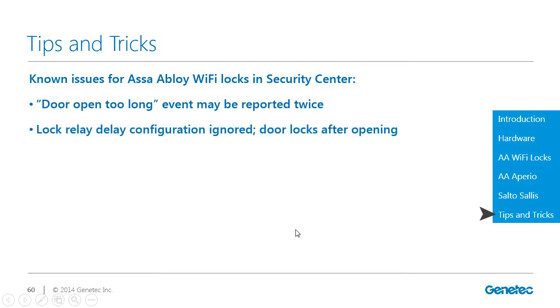The next thing to make a note of is that the lock relay delay does not take effect for the Wi-Fi locks. The door will open, or the door will lock right after it opens, even if you do have a delay set in there. So for now, just make sure that any doors that will be using Wi-Fi locks don't need to use the lock delay setting.